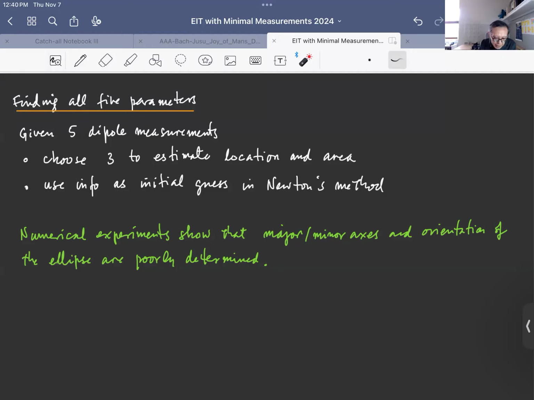But what we found was that the numerical experiments pointed out that the major and minor axis and the orientation of the ellipse are very poorly determined from data. A small amount of noise would already wipe out your ability to find them. So what is robustly found, what can be easily found from this setup, are the area and the location of the ellipse.